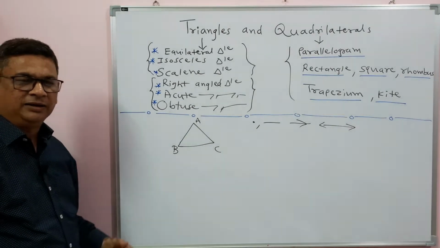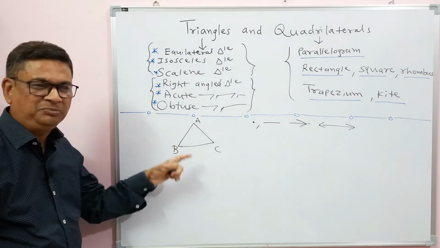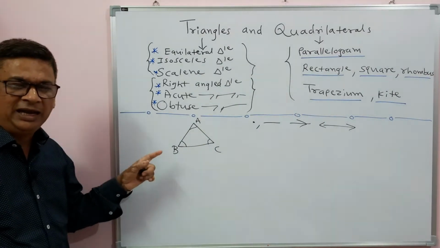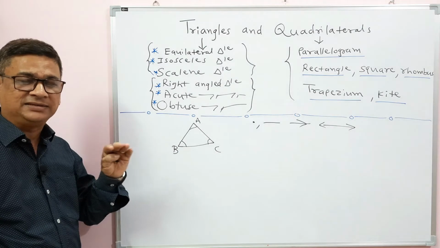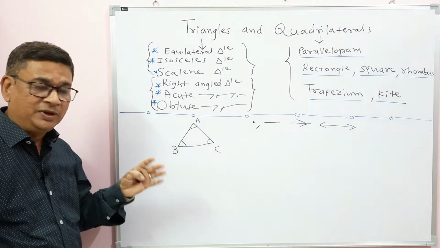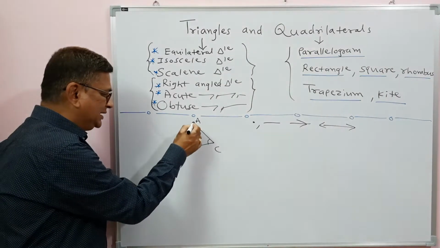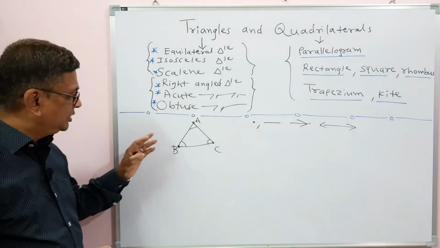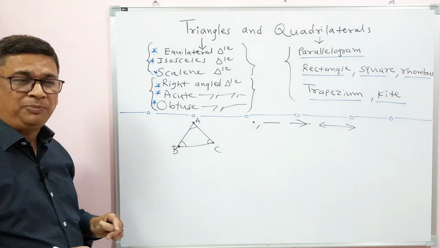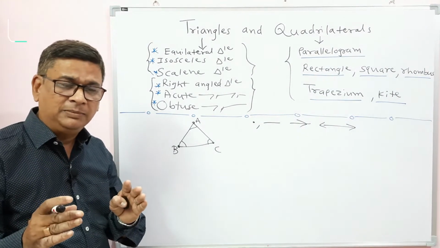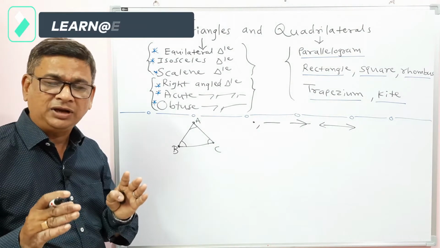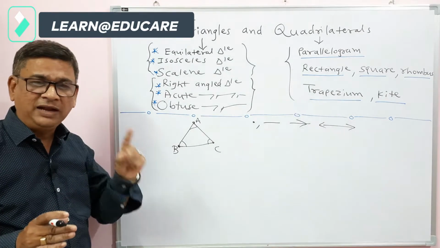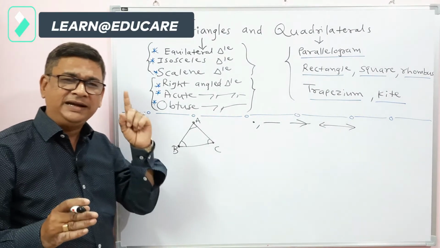A triangle has three sides, like here AB, BC and AC, and it has three angles. These are interior angles A, B, C, and a triangle has exterior angles also. A triangle has three vertices, like vertex A, vertex B and vertex C. Now, considering whether the three sides are equal or unequal, we have three types of triangle called equilateral triangle, isosceles triangle and scalene triangle.